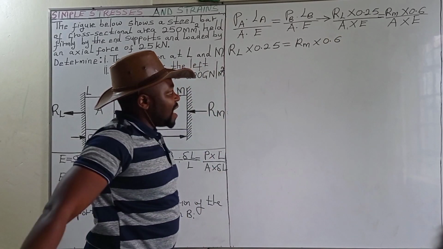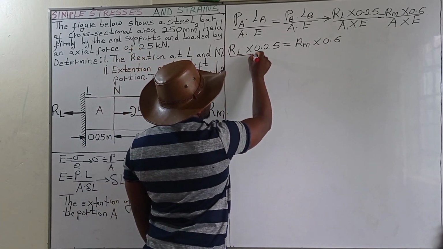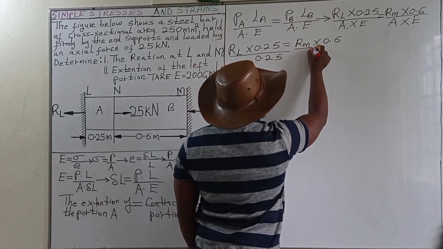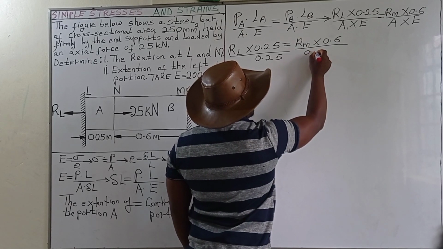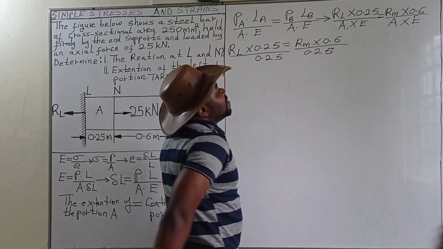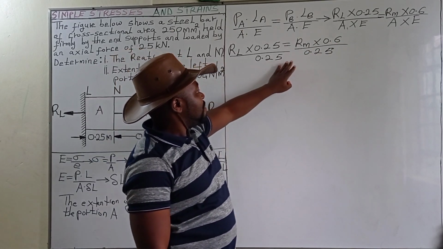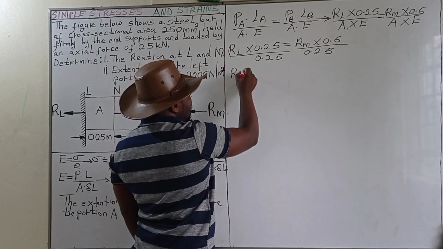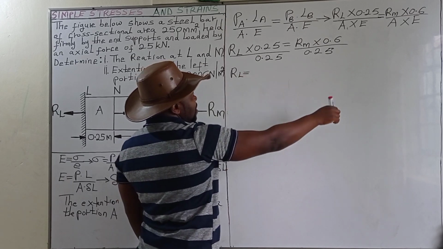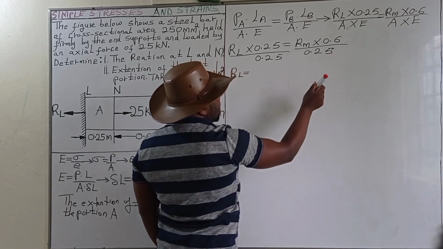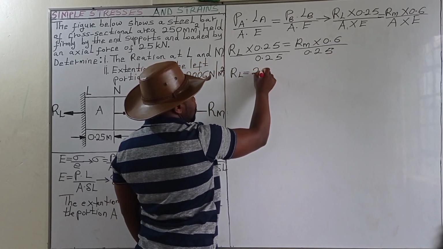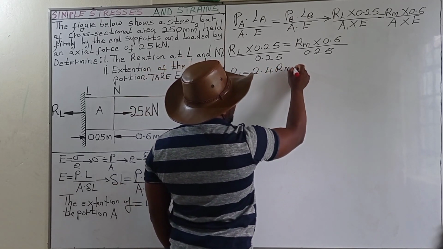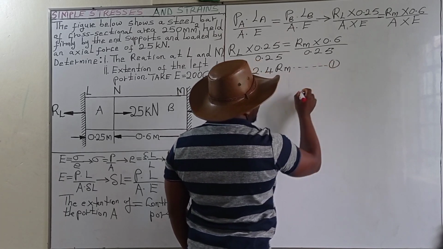Let's make L the subject, and in this case we are going to divide both sides by 0.25. So the reaction at L will be given by 0.6 divided by 0.25. That happens to be 2.4. So we are going to have 2.4 RM. Let's call that equation 1.